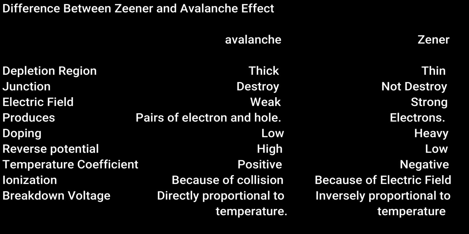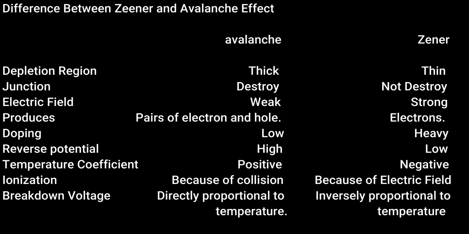The major difference between Zener and avalanche effects are here. See, the depletion region in avalanche is very thick and in Zener it's thin. And the junction will be destroyed in avalanche and it won't be destroyed in Zener. Okay, the electric field will be very weak in avalanche and very strong in Zener. It produces pairs of electrons and holes in avalanche, but only electrons in Zener.